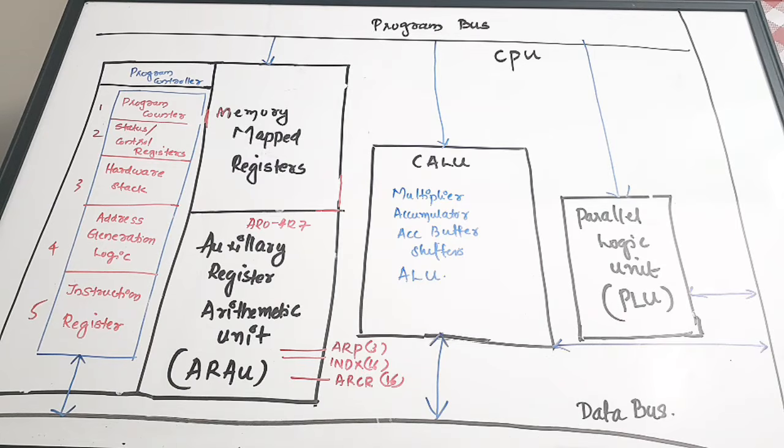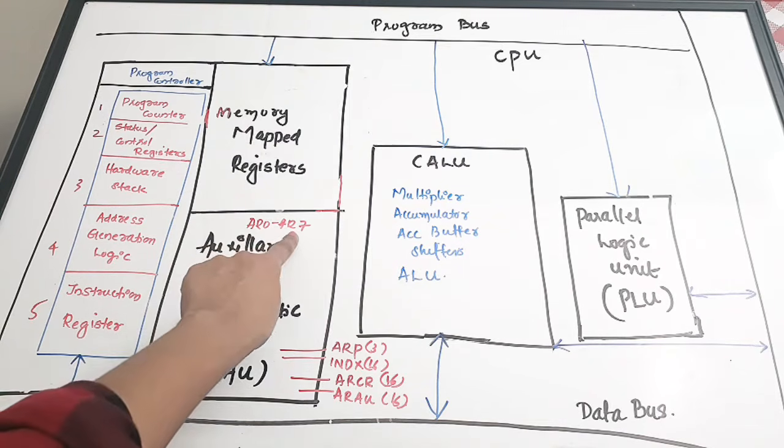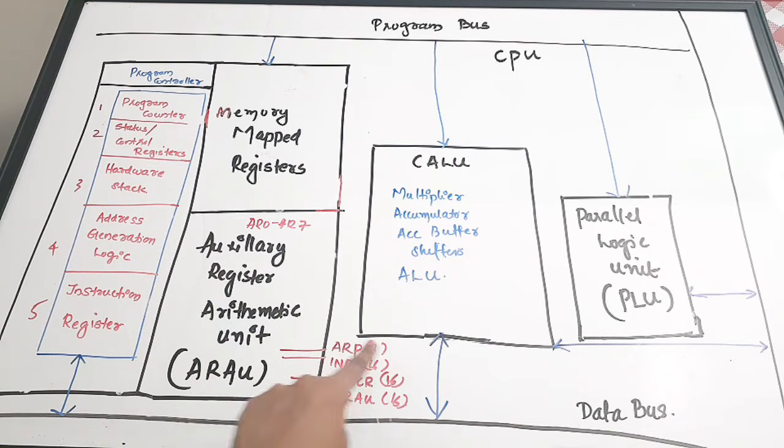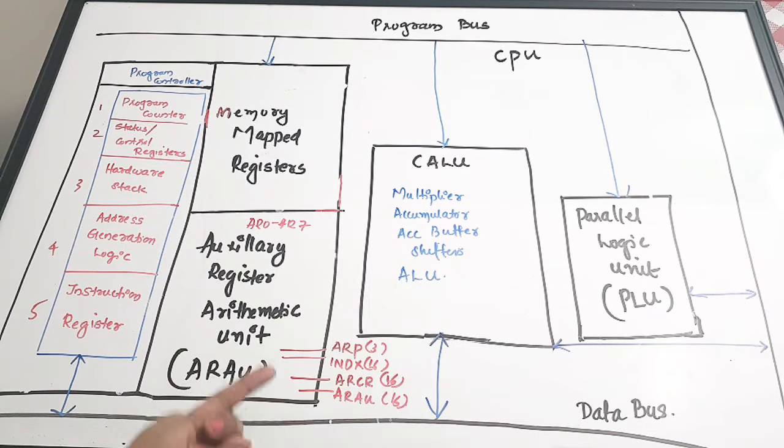And also there is an unsigned 16-bit arithmetic unit, ARAU, which is again a 16-bit unit. So what are the other elements present along with AR0 to AR7? These are auxiliary registers. Along with it, there is a 3-bit pointer, 16-bit index register, 16-bit compare register, and an arithmetic unit.